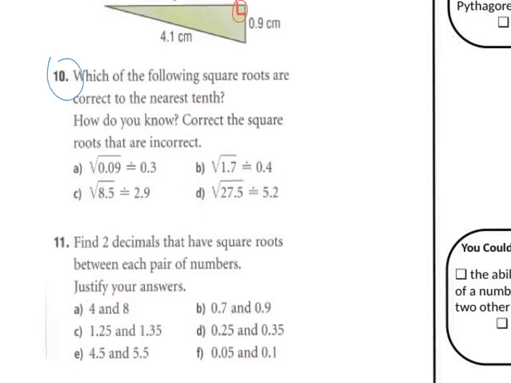And on these ones, which are correct to the nearest tenth, tenth is the first place value, so 0.7 is a tenth. So the nearest tenth is you're looking for the first place value. You figure out the answer and you say if it's correct or not. So that's for you to figure out. Same with number 11.